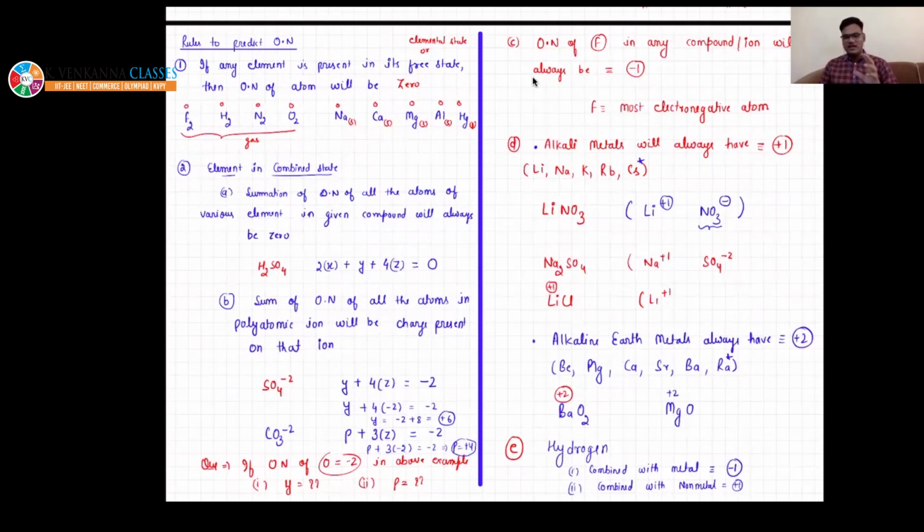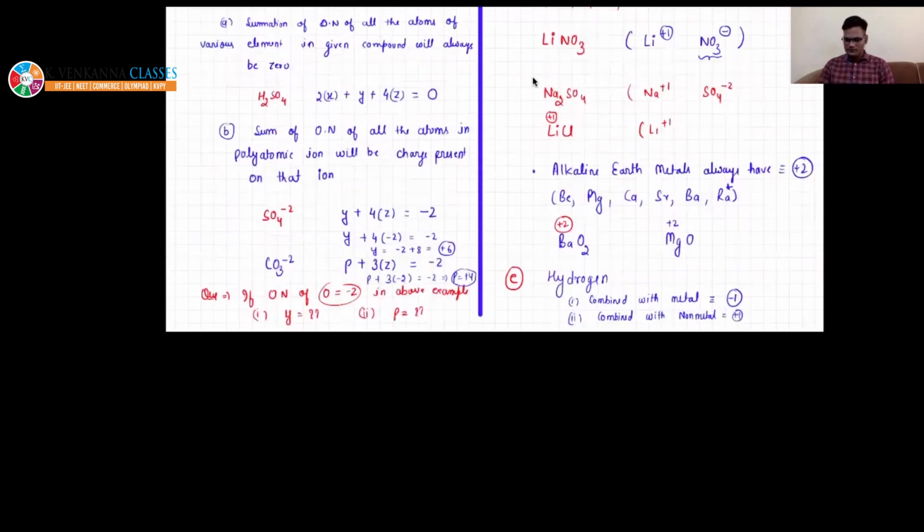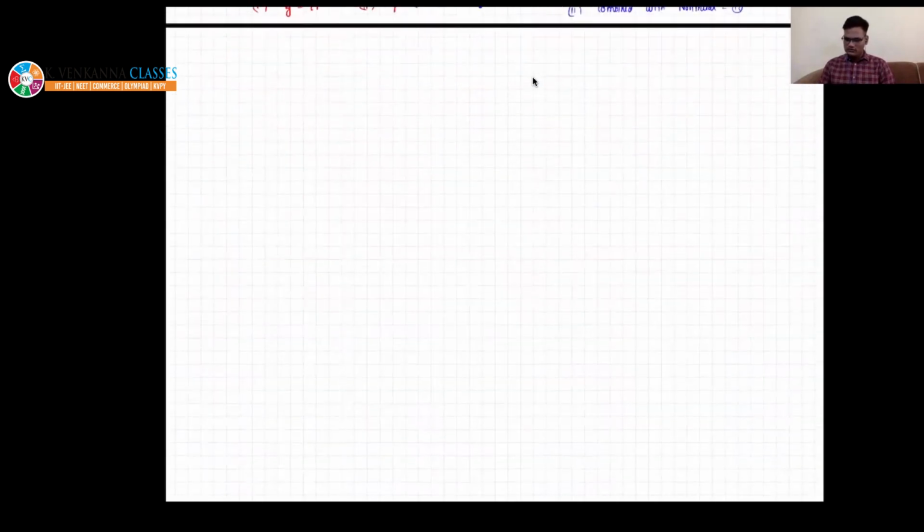When you have very little knowledge, these rules will help: oxidation number of fluorine is always -1, of alkali metals always +1, of alkaline earth metals always +2. For hydrogen, if it is combined with metals, then it is -1. For example, if hydrogen is combined with metals, then it is known as a hydride. Just for example, NaH.